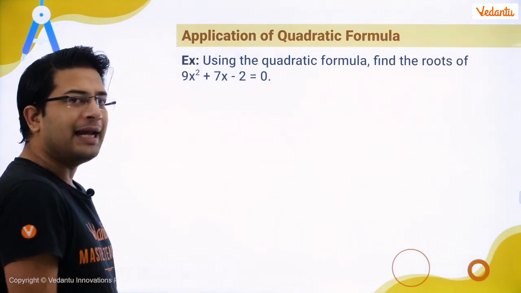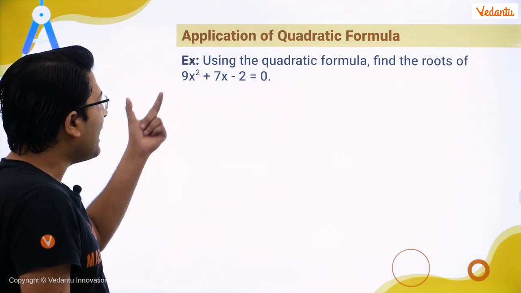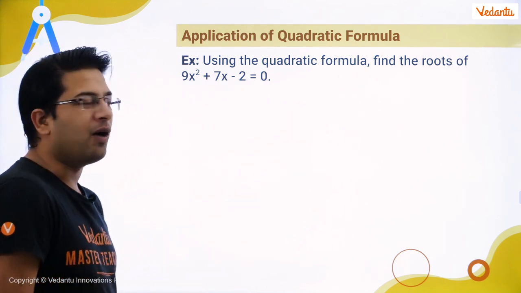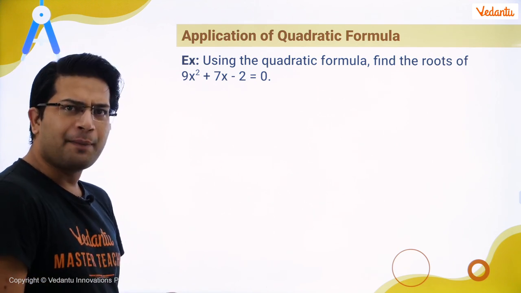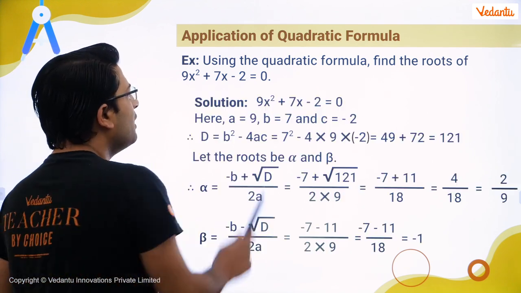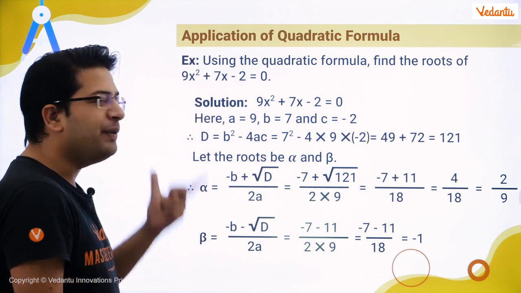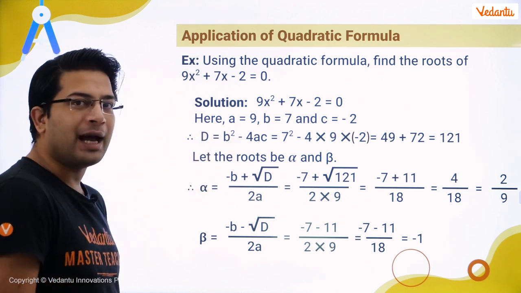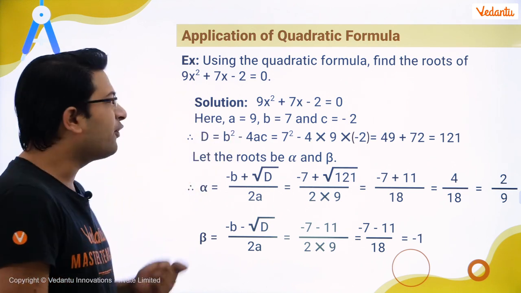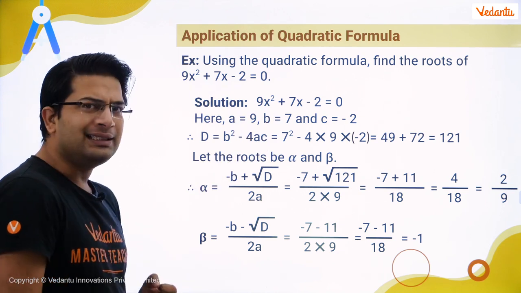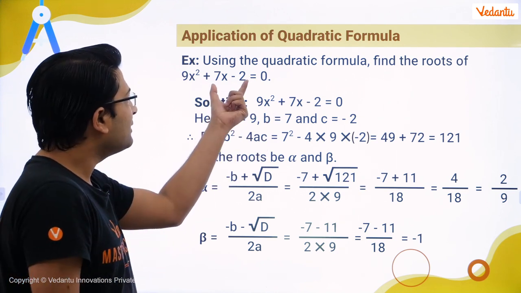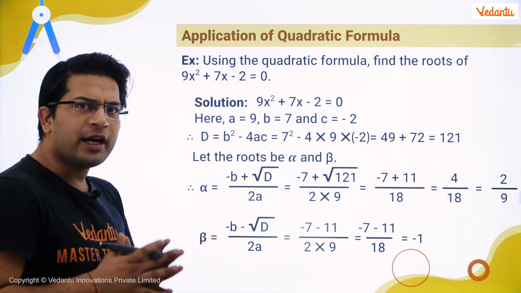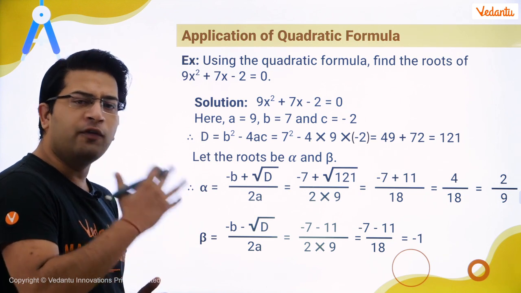Let's say I have a quadratic equation 9x square plus 7x minus 2 equal to 0, and we have to find the roots of this quadratic equation. We can apply the quadratic formula directly, right? First of all, we find the values of a, b and c. a is the coefficient of x square, so a is equal to 9. b is the coefficient of x, so b is 7, and c is my constant term, so c is minus 2. Now we can apply the quadratic formula directly and put in the values of a, b and c.